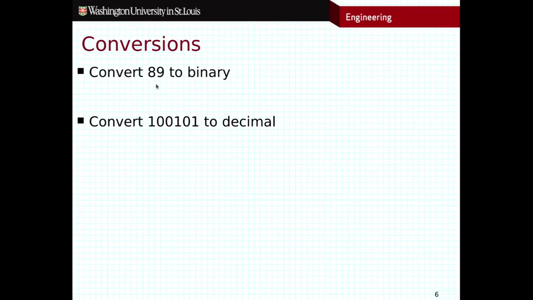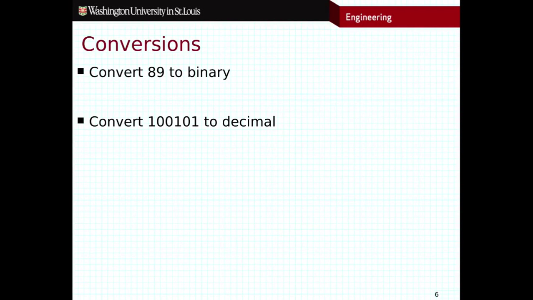The first thing that we see here is the number 89 in decimal, and I want to convert that to binary. When converting from decimal to binary, the first thing you want to do is find the largest power of 2 that fits in the decimal value you're trying to convert. In this case, 89: the powers of 2 are 1, 2, 4, 8, 16, 32, 64, and then the next one after 64 is 128. So 128 does not go into 89, that's too big. So 64 is the largest power of 2 that can fit into 89.